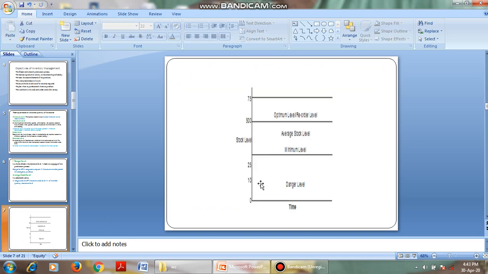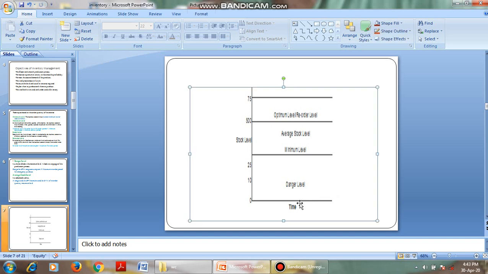For example, see this diagram. In this diagram, this is the time period, this is the stock level. If the stock is less than 25 or 30, it is in the danger level. If it is around 30, it is in the minimum level. If it is around 100 or 150, it is the maximum, or we can say average stock. Then 50 is the reorder point, reorder level, or optimum level. At this point, again we have to go for an order for purchase of new material. That is called the reorder level.